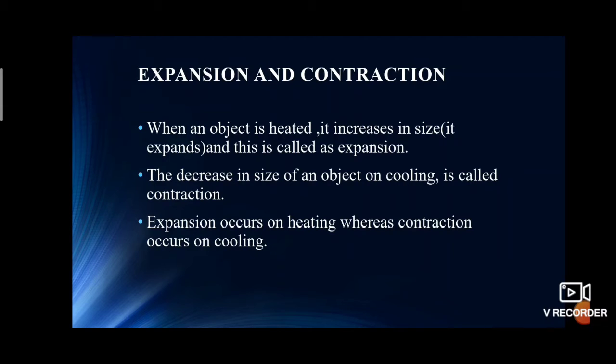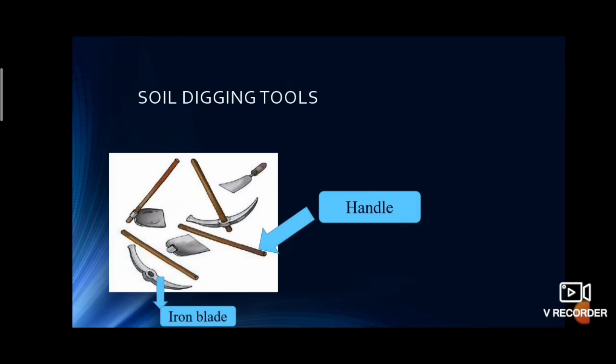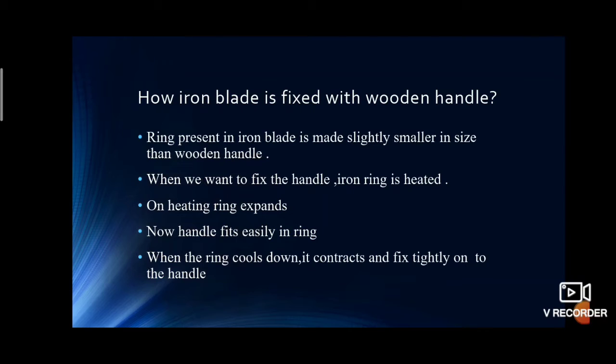Here there is an example: soil digging tools. We know these tools, right? The first part is the handle and the second is the iron blade. They use a handle as well as an iron blade. How is the iron blade fixed to the wooden handle? We study it using expansion and contraction.